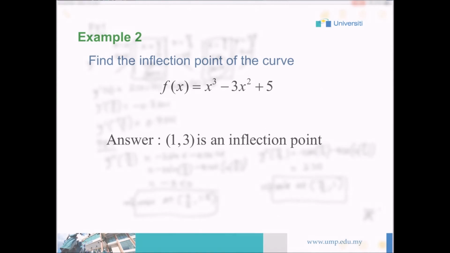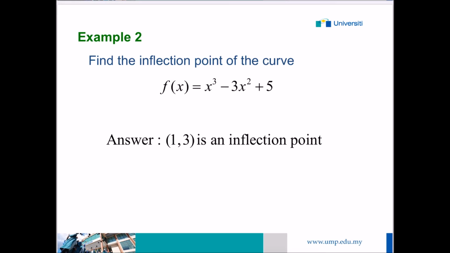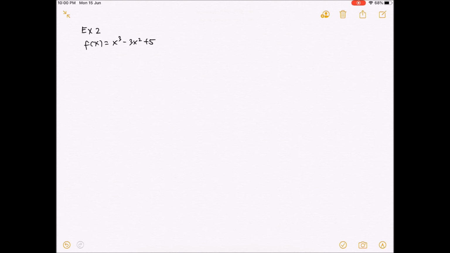To find the inflection point of the curve f(x) equals x to the power of 3 minus 3x squared plus 5, the answer is 1, and it is an inflection point. Okay, example 2. This example just wants us to find the inflection point.